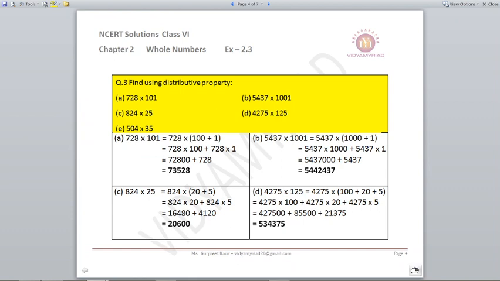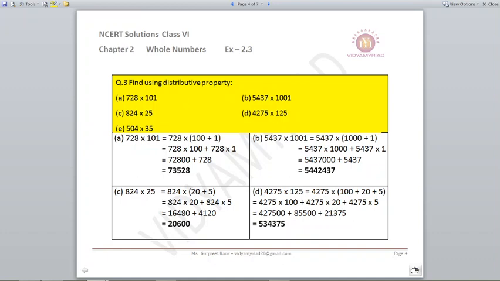Question number 4. Find using distributive property. 728 into 101. What is distributive property? That means you will break the number either with the addition or by subtraction. In the first case, we have 728 into 101. So 101 can be broken down into 100 plus 1. So it can be 728 into 100 plus 728 into 1. That becomes total answer 72800 plus 728, which is 73528. Now the B part.